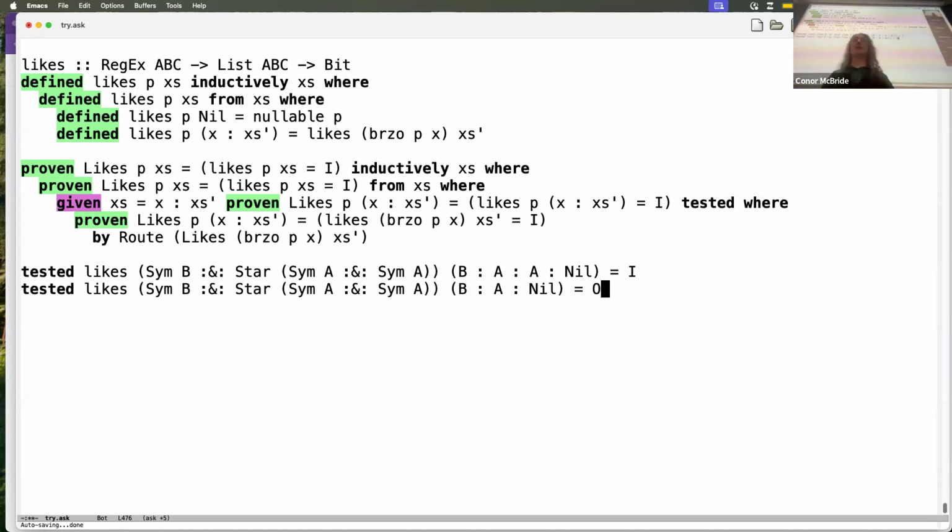I don't know whether proving that it actually works is nothing compared to watching it actually work. I mean, it's kind of funny like that.